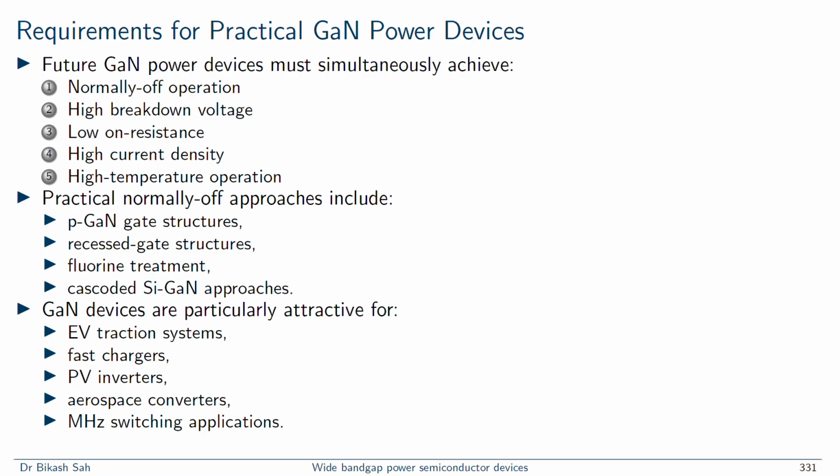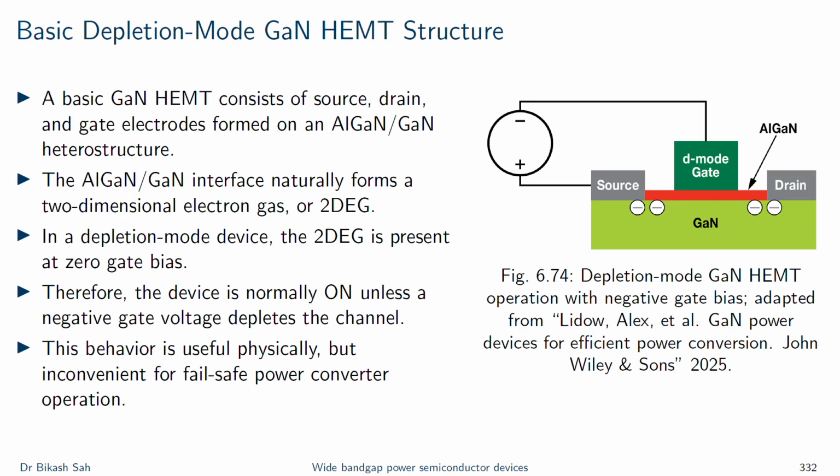What are those compromises? For example, P-GaN is commercially important but has gate drive limits. Resistive gate could be elegant, but it depends on the process control. Again, fluorine treatment affects threshold but raises stability questions. Cascode is easy to drive, but it adds series resistance and parasitics. So each of them has some sort of benefits and challenges, I would say.